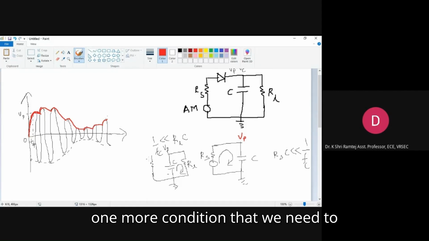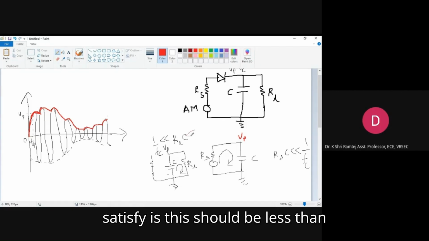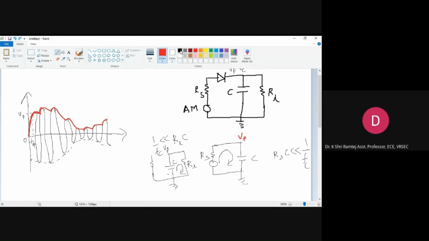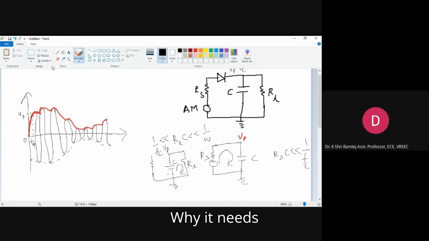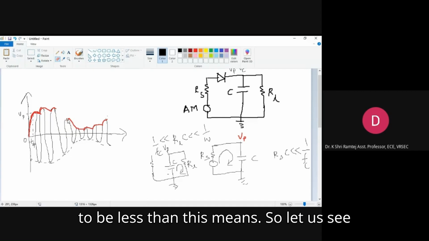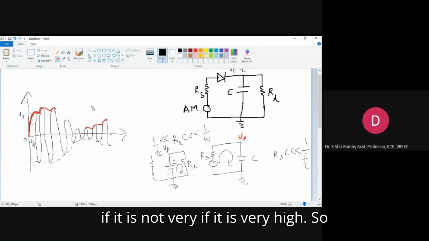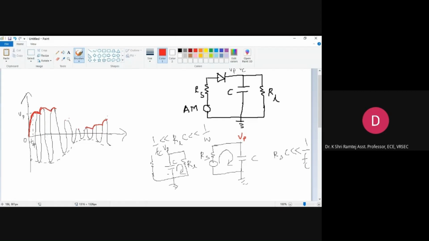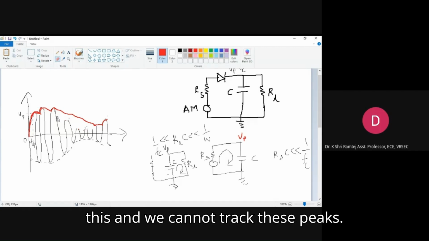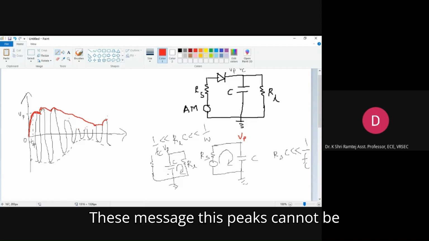And here, one more condition that we need to satisfy is that this should be less than 1 by omega, that is the time period of the message signal. Why does it need to be less than this? Let's say if the discharge time constant is kept very high, it will be slowly discharged like this. If the RC value is very high, it will be discharging something like this, and we cannot track these peaks. These peaks cannot be tracked.